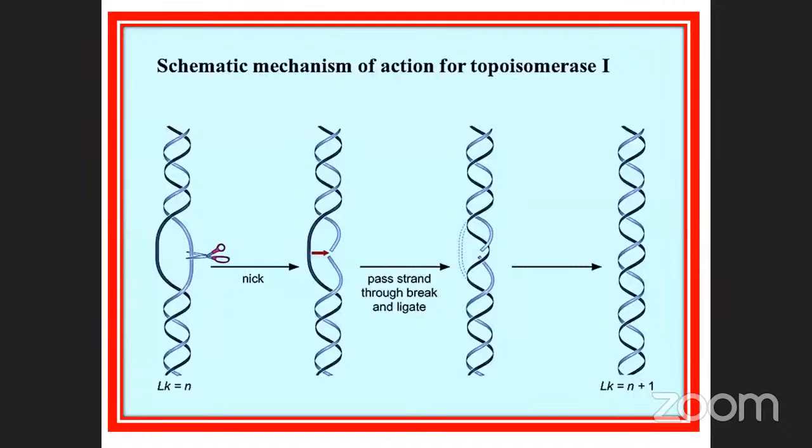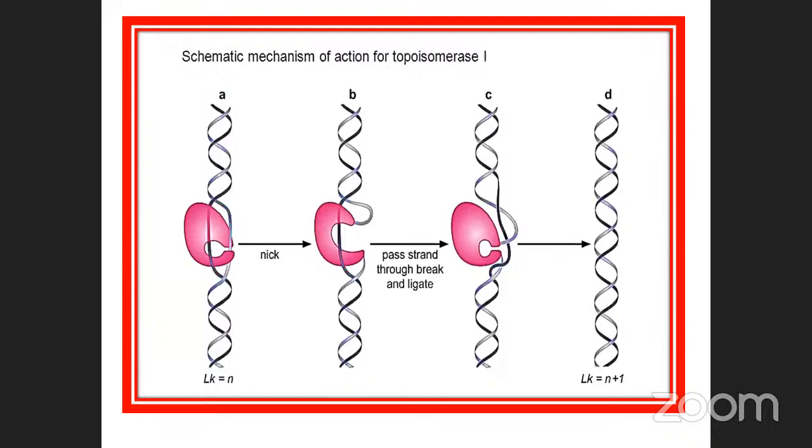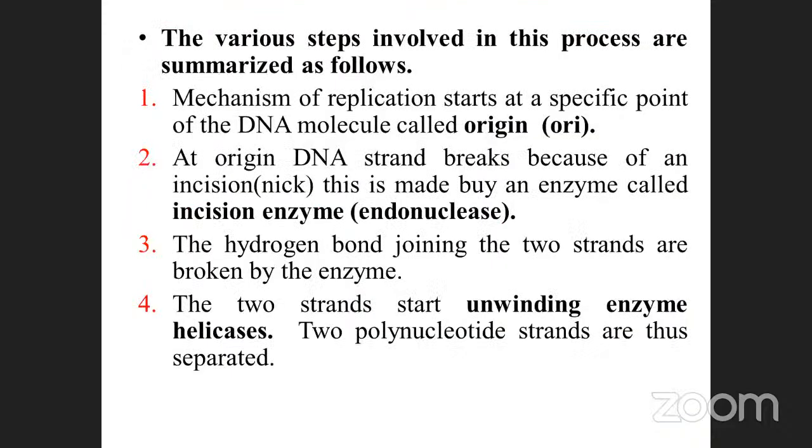For the next one, this is the schematic mechanism of action for topoisomerase 1. Likewise, there are so many enzymes there. See here, the cut is made, nick, followed by the other strand. So a bubble-like structure is formed. Again, it will form an N+1 strand. Simply, just go through the schematic and you will get it. The same one, see it started from here, the leading strand. Finally, what happened? Topoisomerase. The various steps involved in this process are summarized as follows.